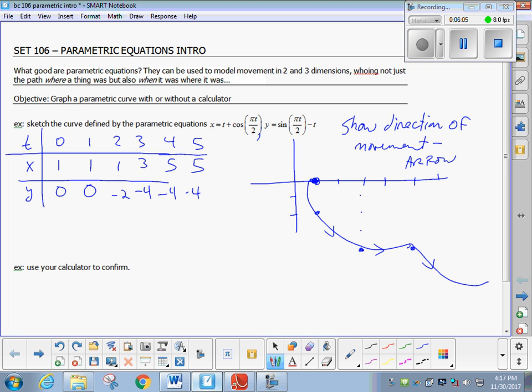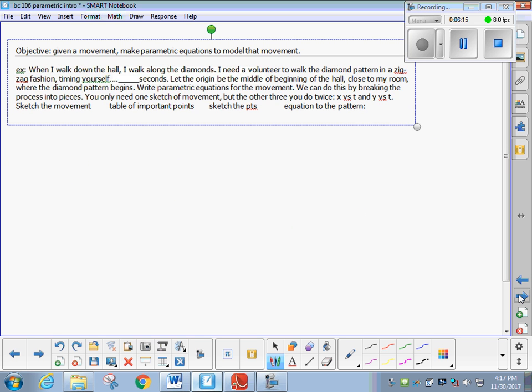Check that, and if you are doing fine with your calculator, then we'll move on. The next idea is, instead of being given equations, you get to write the equations. This is the fun part. All right, this blows me away.